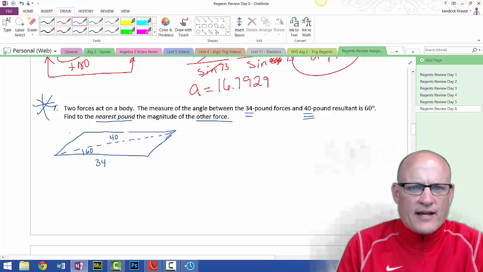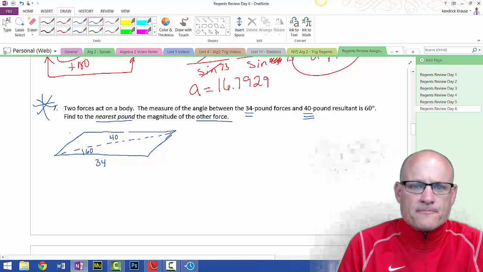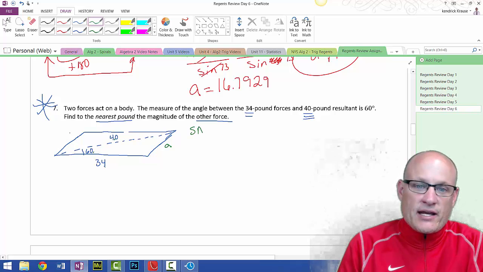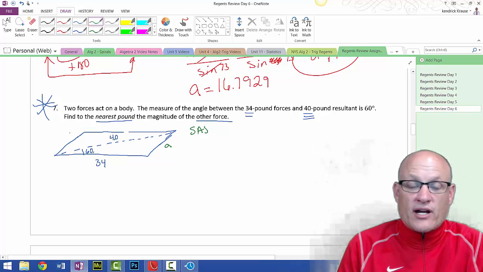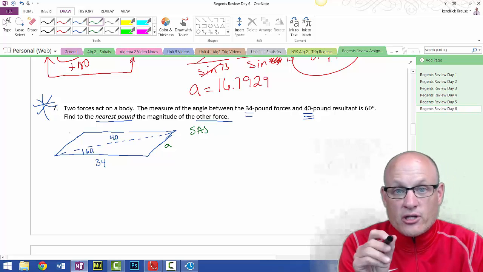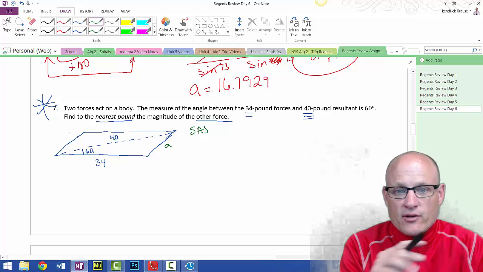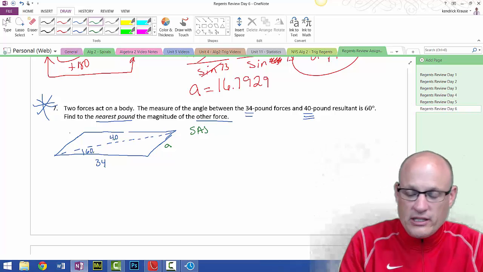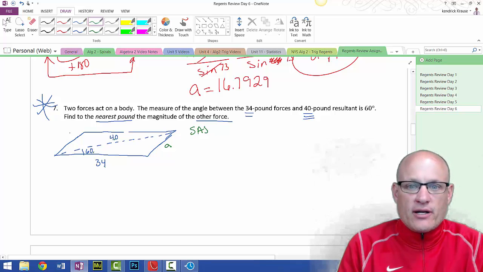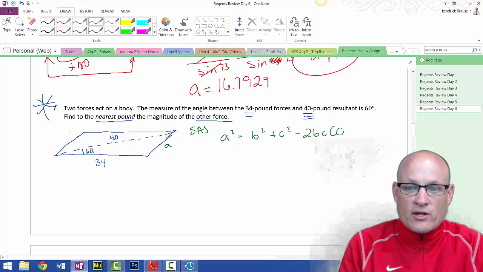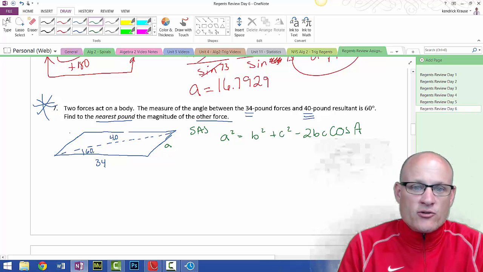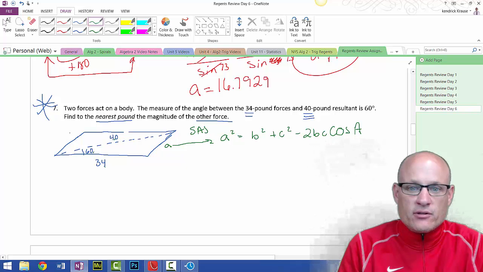All right. So we want to find the other force. So we're really looking for little a. So let's see what we have. Side, angle, side. Side, angle, side is law of cosines. And that's good news because when you're looking for a side with law of cosines, it's really easy. All you got to do is write it down. So it's a squared is equal to b squared plus c squared minus 2bc cosine A. That's the formula. So this is a squared. We don't know what that is. And I don't know where my pen went.